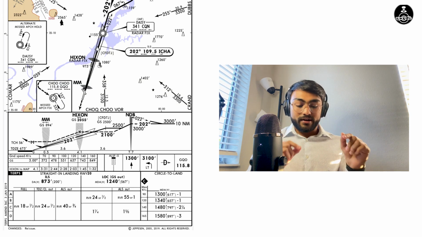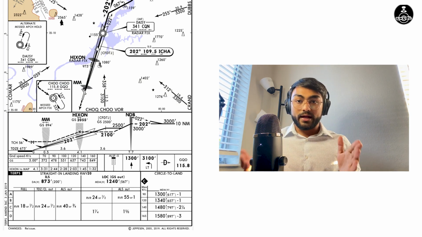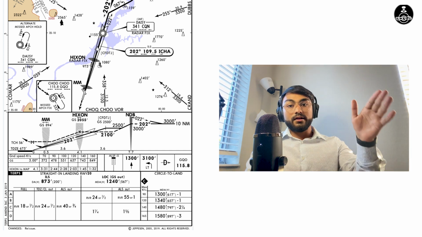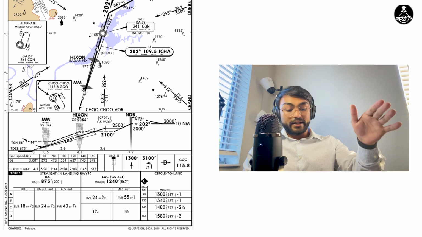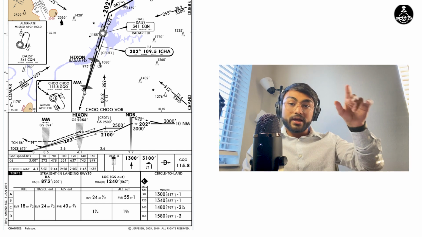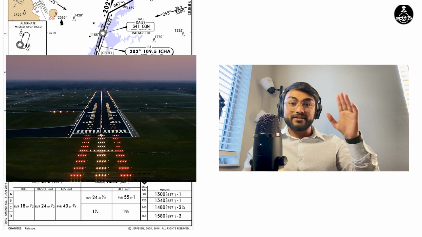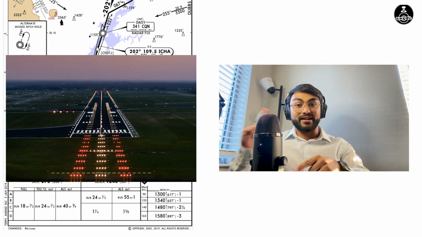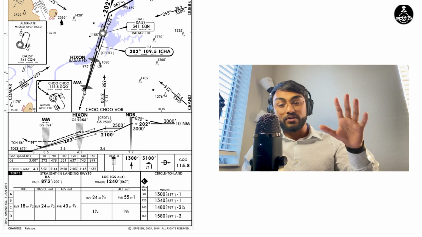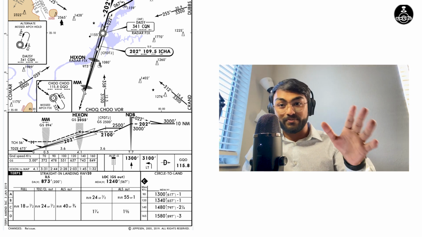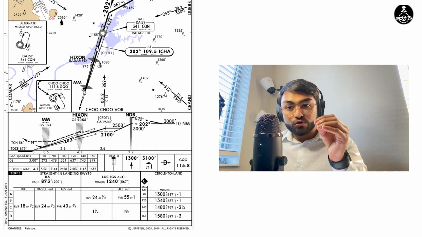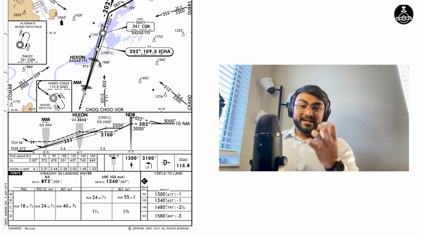Let's start from the final approach fix. We'll be intercepting our glide slope at CFDTJ at 2,500 feet. Continue following our glide slope down to our DA, which is 873 feet. At 873 feet, we should be looking out, and we might spot ALSF-2, which has two side row bars. If we see the ALSF-2, we can continue to 100 feet above touchdown zone. If we don't see ALSF-2, there's a good chance we don't have the minimums and we should execute the missed approach.